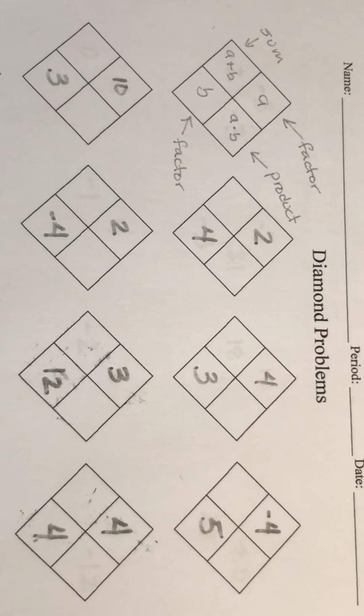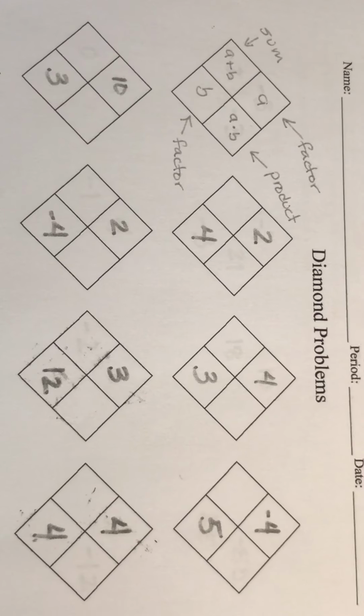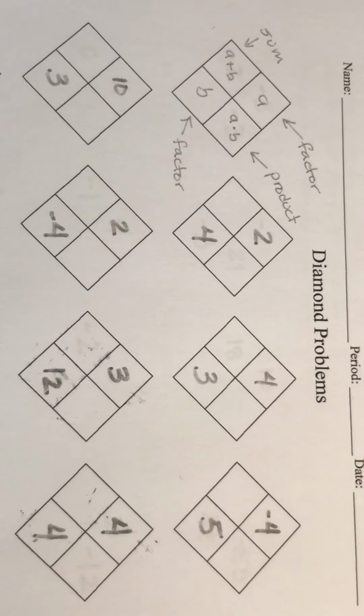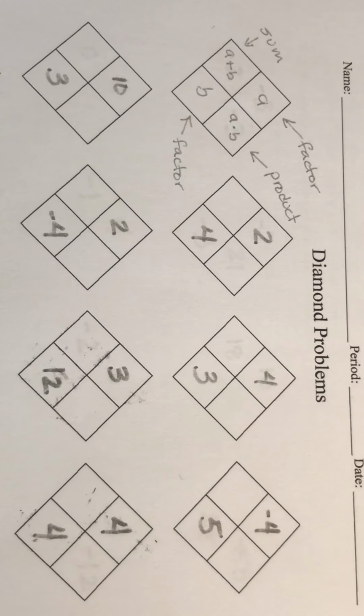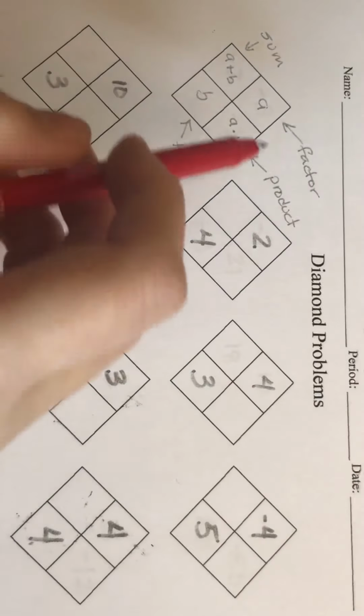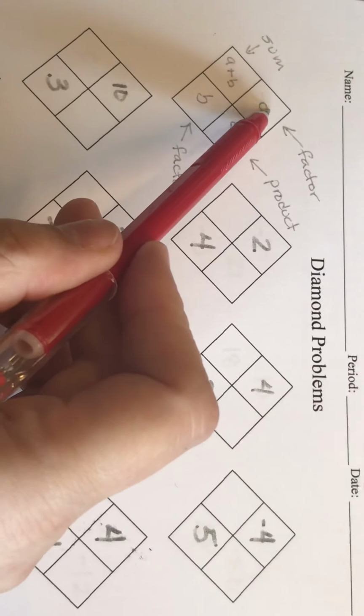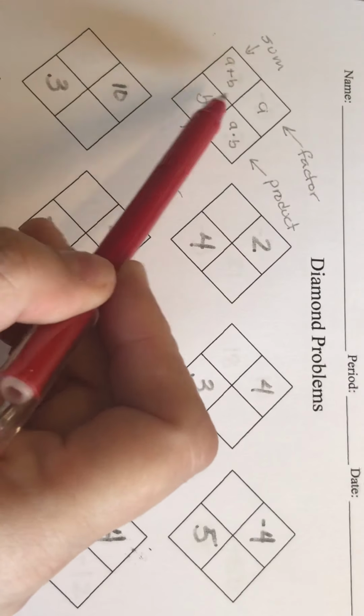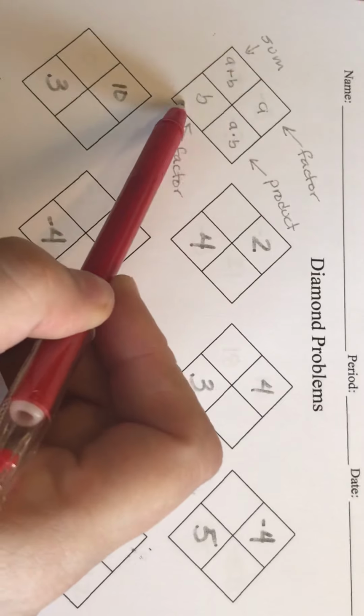All right, to introduce the idea of factoring, we're going to look at diamond problems. These are kind of a number puzzle that end up being a great tool for factoring. So how a diamond problem works is you have a number in the top and a number in the bottom, and those are your factors.